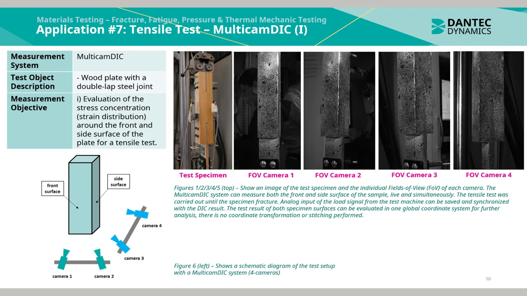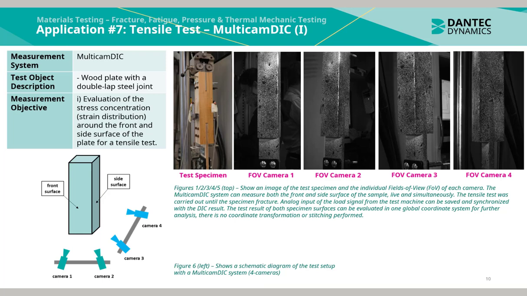Application 7 is a tensile test measured using the MulticamDIC system of a wood plate with a double lapped steel joint. The measurement objective was to evaluate the stress concentration, specifically the strain distribution, around the front and side surface of the plate for a tensile test. Cameras 1 and 2 were oriented to measure the front surface, and cameras 3 and 4 oriented to measure the side surface.